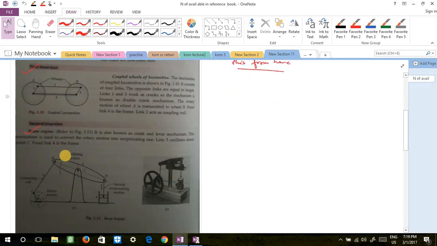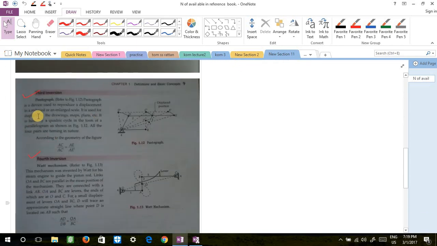Beam engine, you also call it as crank and slotted lever mechanism. So the second inversion is beam engine. This is the second inversion of 4-bar chain. You also call it as crank and lever mechanism. Now the third inversion of 4-bar chain is pantograph.